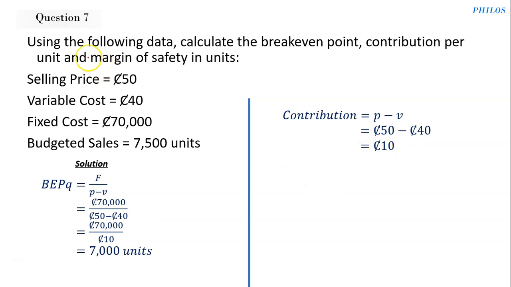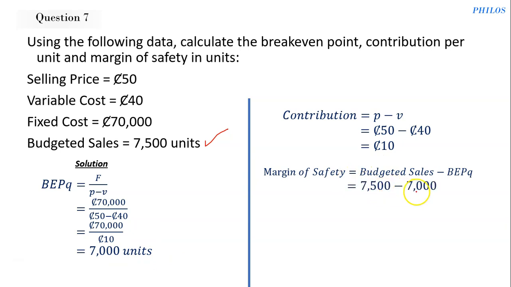Then the last question says we should find a margin of safety in units. The formula for margin of safety in units is budgeted sales in units minus break-even point in units. The question gave us the budgeted sales in units, and we've also found the break-even point in units ourselves to be 7,000 units. So to get a margin of safety, we only take 7,500 minus 7,000, and that will give us 500 units. So the margin of safety is 500 units.